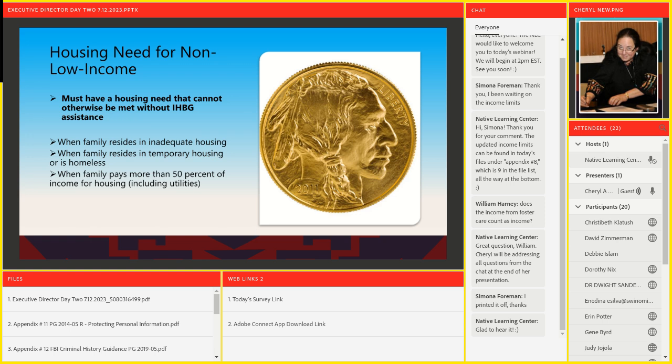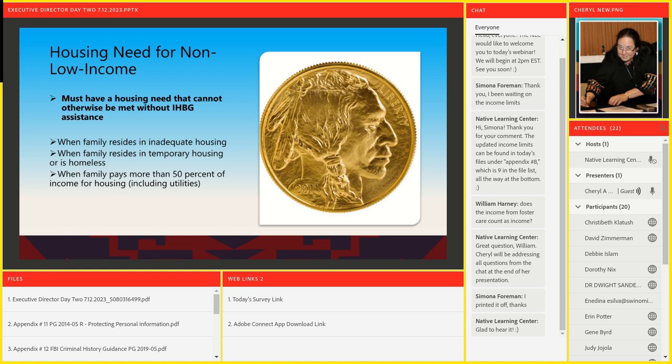You have to make certain decisions if you would like to help your tribal members that fall between 80 and 100% of median income. They have to have a housing need that cannot be otherwise met without the block grant assistance. And then you write your criteria in a policy. When the family resides in inadequate housing, when they reside in temporary housing, or they're homeless, or when they pay more than 50% of their income for housing, including utilities. You can write in your policy whatever your leadership deems reasonable, what their reasons are.